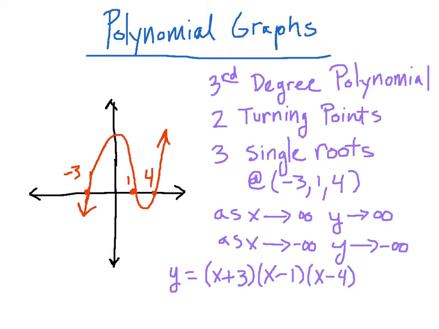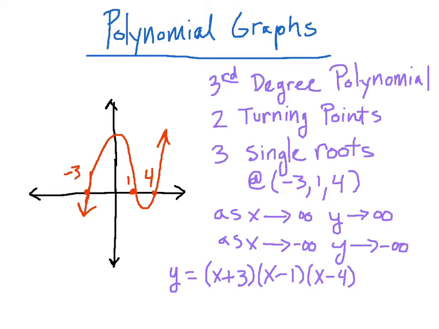So when we report on a polynomial graph, or when we investigate, we're going to describe it by its degree, turning points, its roots, and the type of roots. They're single roots because the graph crosses the x-axis at these points. And then we describe end behavior. As x goes far out to positive infinity, what does y do? As x goes far out to negative infinity, what does y do? And then once we know the roots, we can write out the intercept form of the graph.